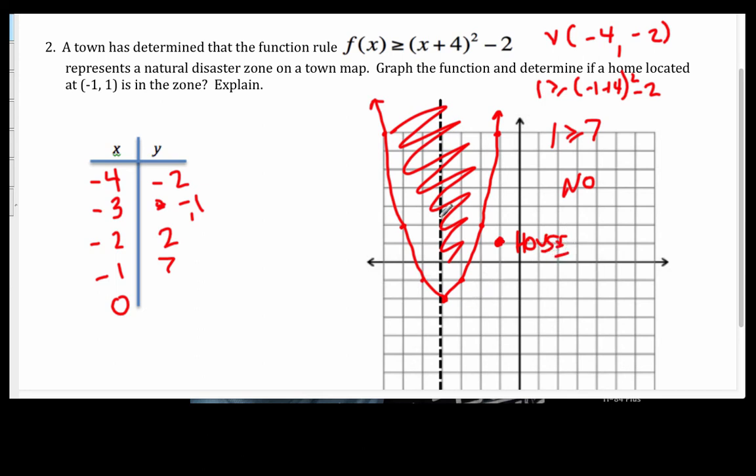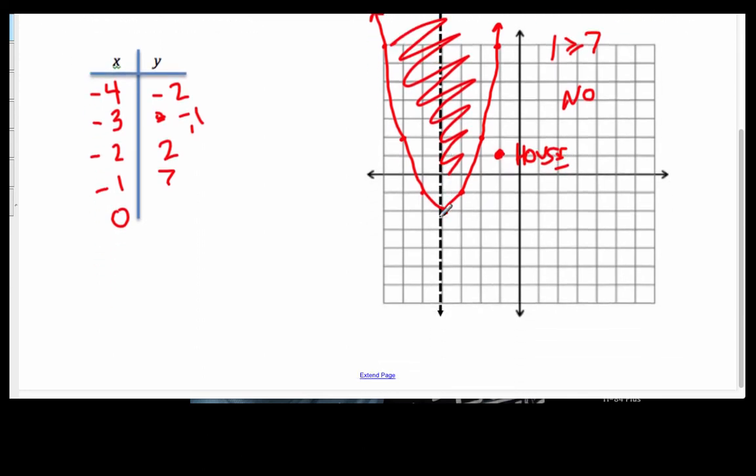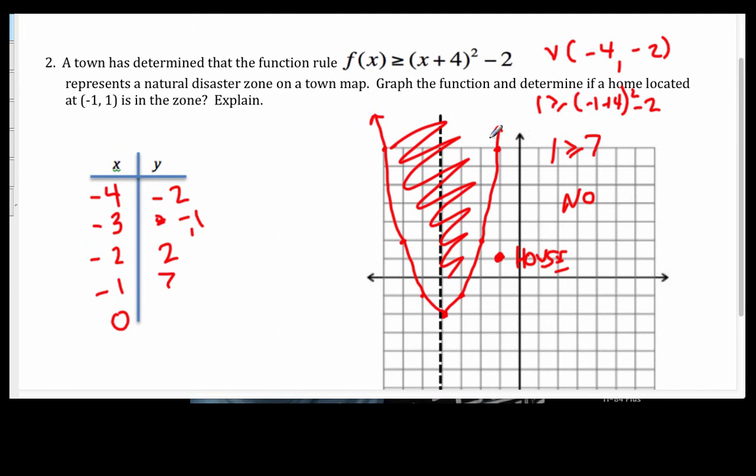Now it asks for an explanation. Okay, here's my explanation. The house is in the safe zone. It's not in the bad area. So what's the exact zone? The disaster zone is defined by this and all the stuff in here. Notice how the house is on the outside of the disaster zone, so therefore it's safe. All right, there's example 2. All done.